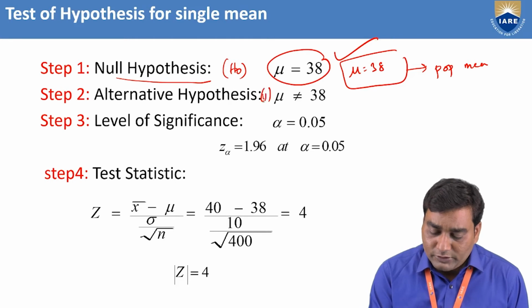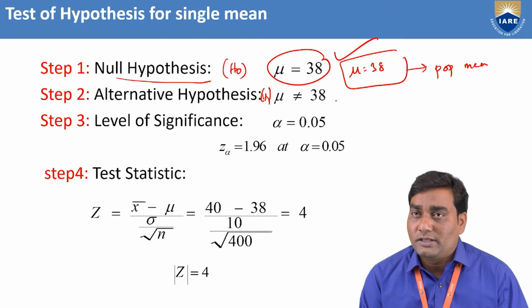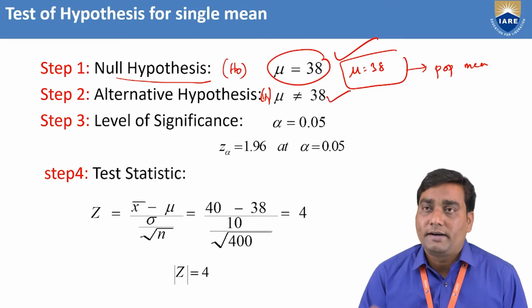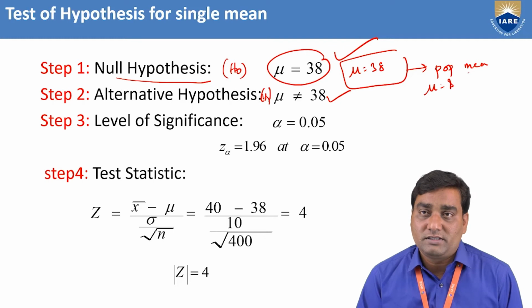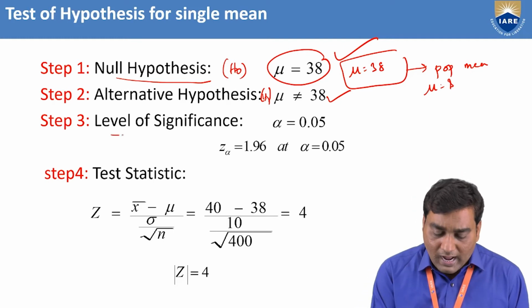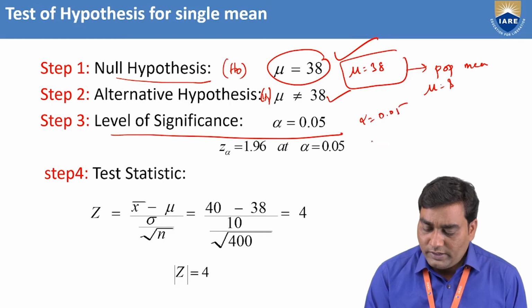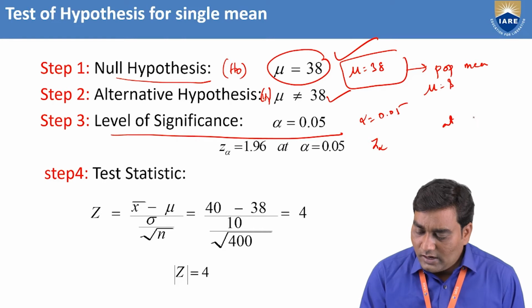And the alternative hypothesis, which is defined as H1, is against the null hypothesis. No, the sample doesn't come from the given population, that is mu not equal to 38. See, this mu equal to something is fixed for test of hypothesis for single mean. And level of significance alpha is 0.05. Z alpha value we have to choose at alpha equal to 0.05.